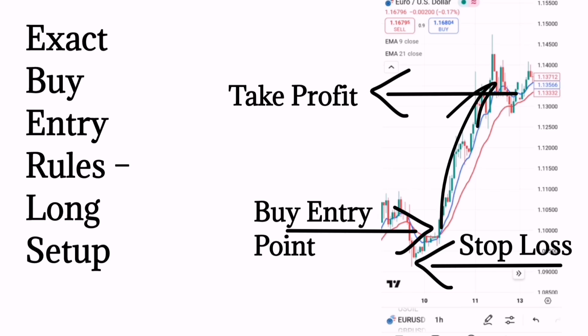Example: crossover happens on a 1-hour chart. Entry at 1.1050 at the next candle open. Stop loss at 1.1020, 30 pips below. Take profit at 1.1110, 60 pips above.